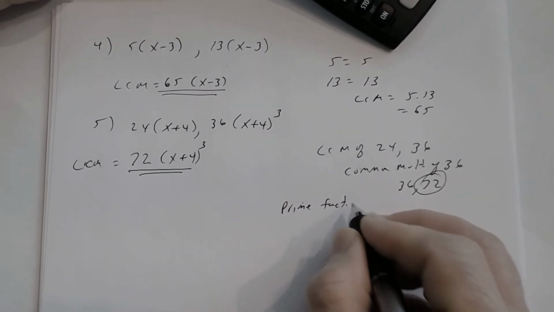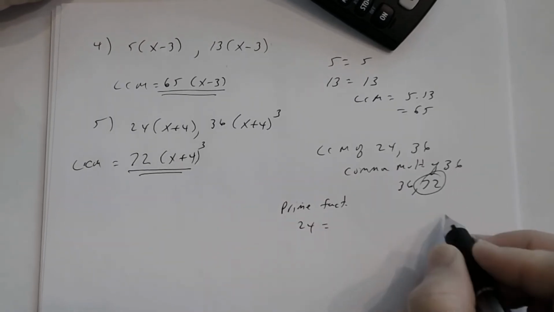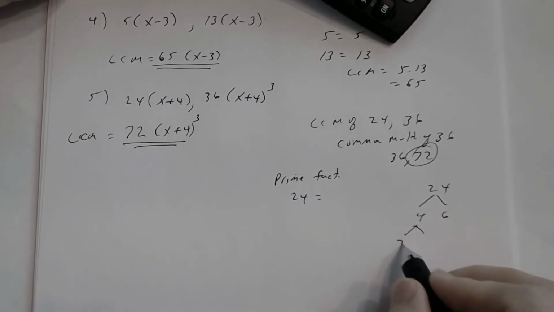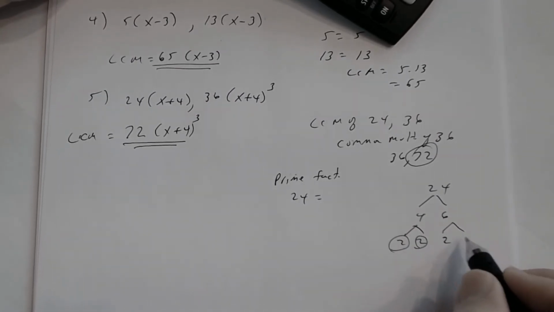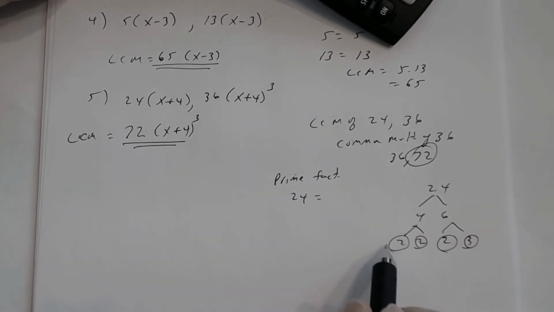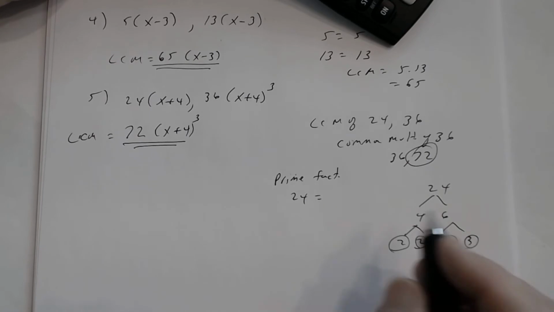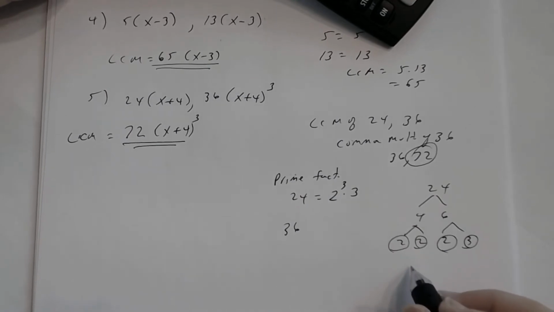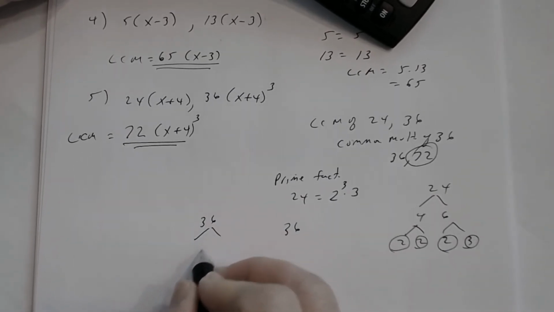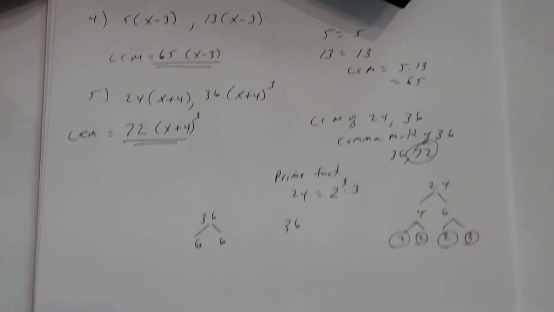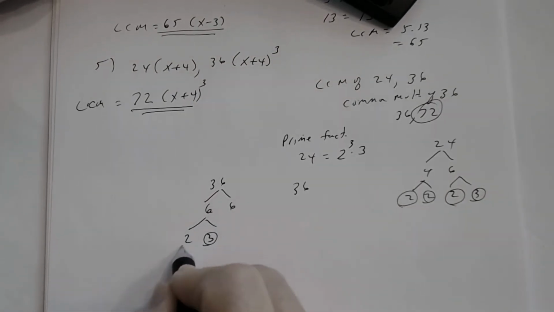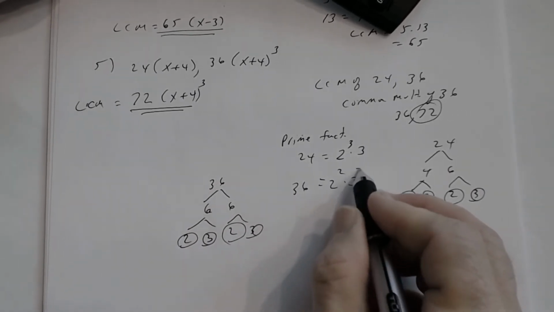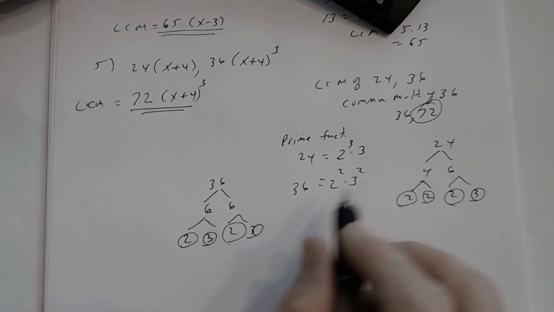Prime factorization. Let's do the prime factorization of 24. 24 is 4 times 6. 4 is 2 times 2. Those are primes. 6 is 2 times 3. Those are prime numbers. So the prime factorization for 24 is 2 to the third times 3. Agree? Now for 36, the prime factorization of 36 is 6 times 6. Those are composite numbers, so I have to go further. 6 is 2 times 3. Those are primes. 6 is 2 times 3. Those are primes. And so I get 2 to the second times 3 to the second. 2 factors of 2, 2 factors of 3.